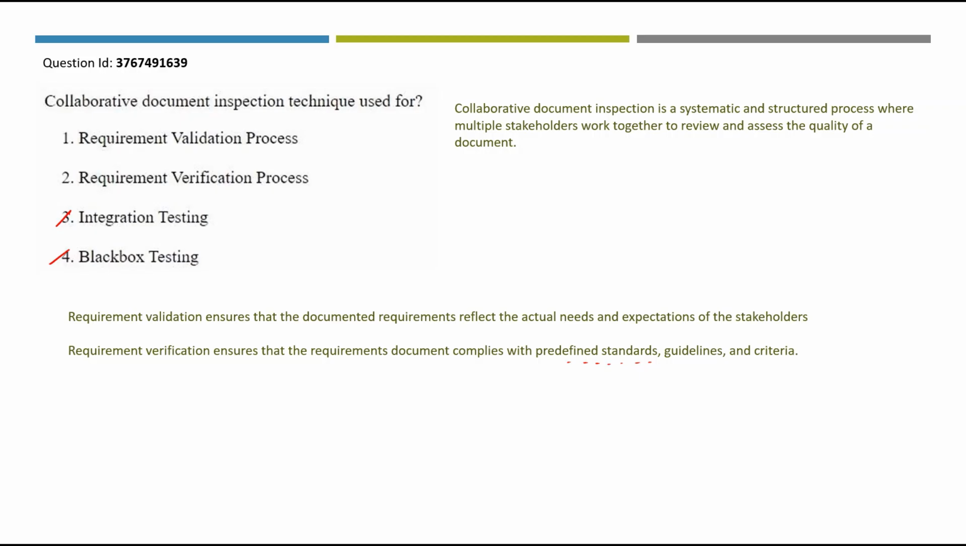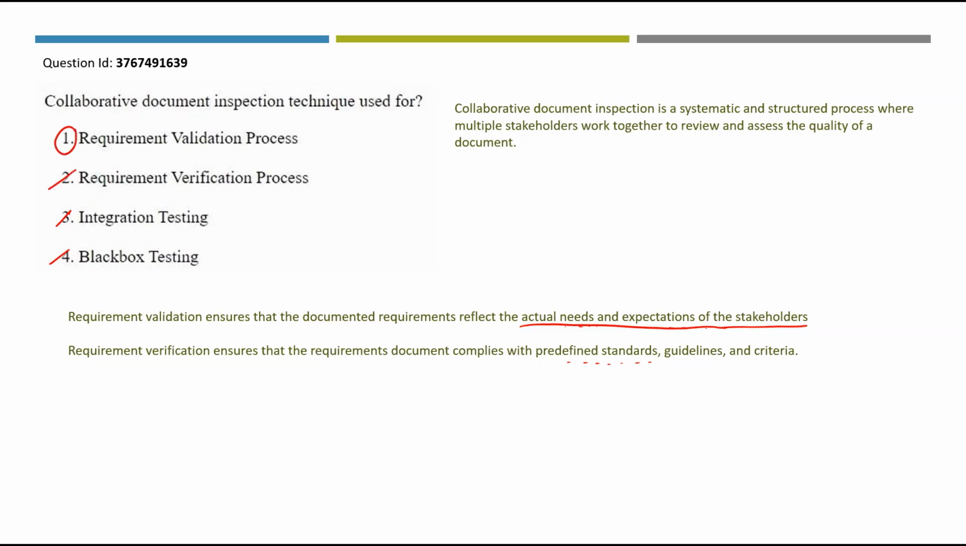For this particular verification, you don't need a collaboration and all. You can just check whether they are agreeing to the norms or not. But with respect to validation, you have to check whether it is reflecting the actual needs and expectations of the stakeholders. So when you take stakeholders into consideration, here collaboration is possible. We can conclude collaborative document inspection technique is used in requirement validation process. Option number 1 will be the right answer.